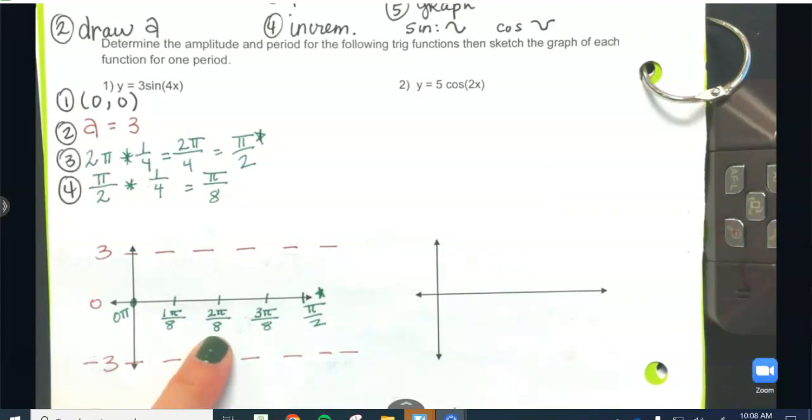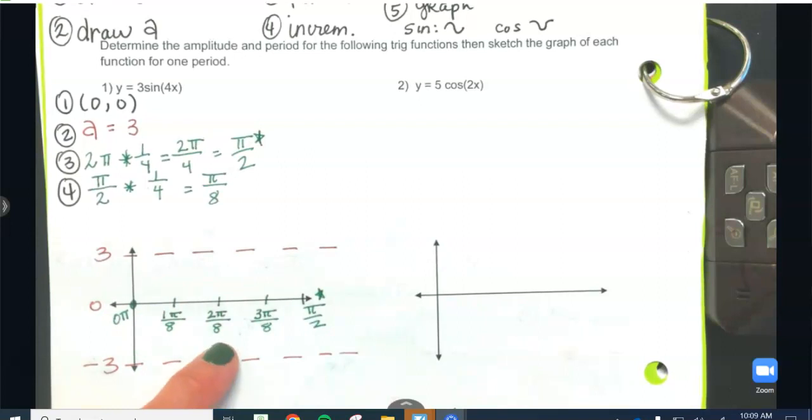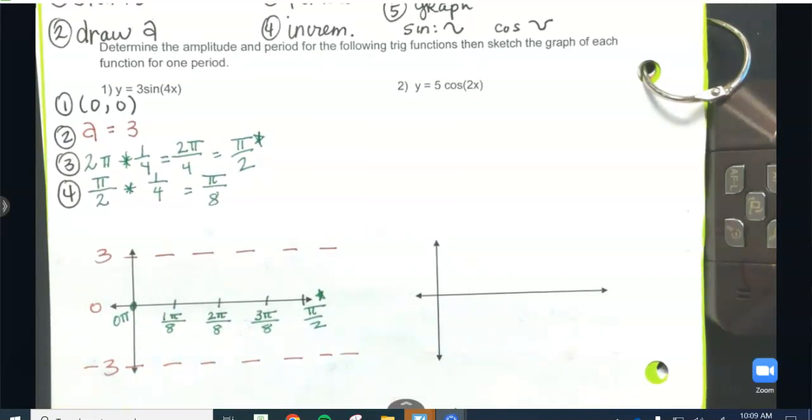This is making me crazy, but I'm just going to leave it since it's our first example. On a test or a quiz, I would have to write that as pi over 4, so everything must be simplified. But it's okay for now.